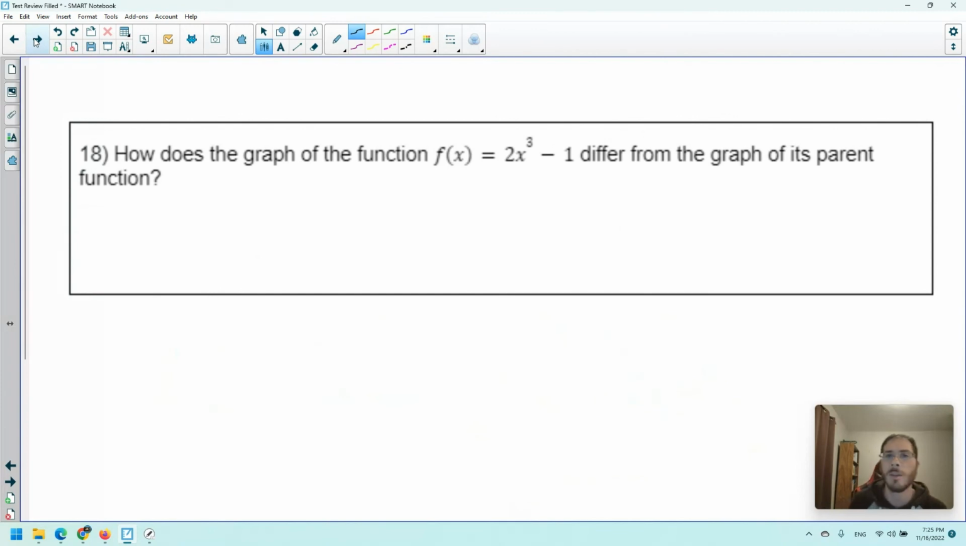For 18, how does the graph of 2x cubed minus 1 differ from the parent function? We could graph it, but that seems like a hassle because we can see right here, we have a 2 out front, which means we have a vertical stretch of 2.